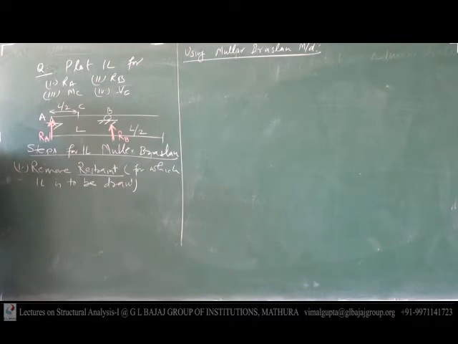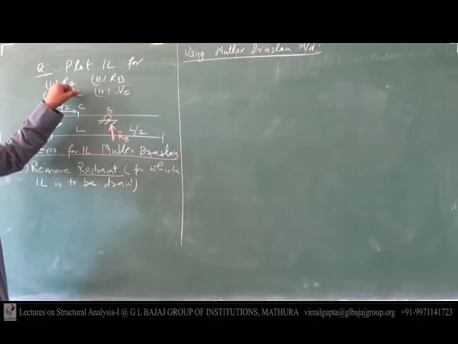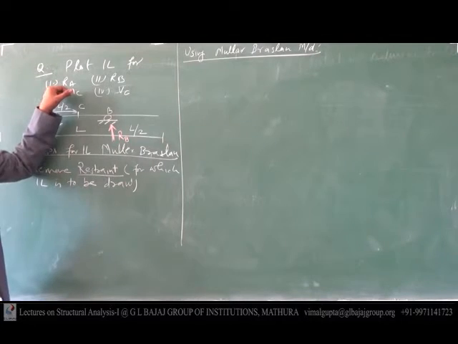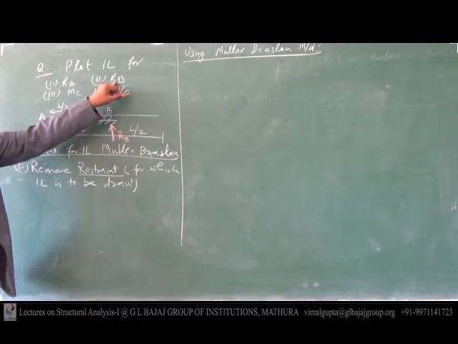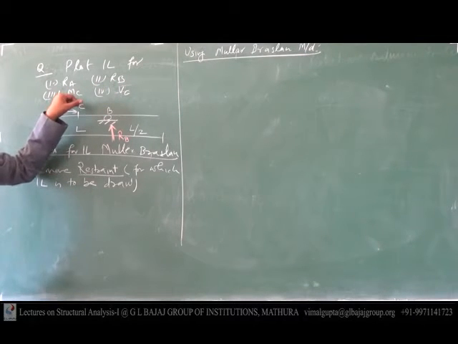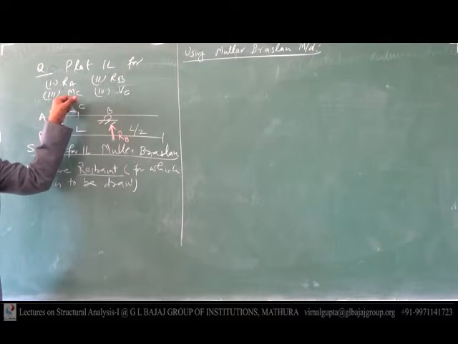Which restraint do you have to remove? The one for which the IL is to be drawn. If you are plotting the IL for RA, then RA has to be removed. If RB is to be plotted, then RB has to be removed. Similarly, if IL for MC is to be plotted, then MC has to be removed.